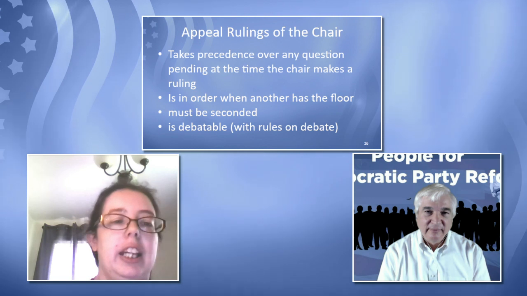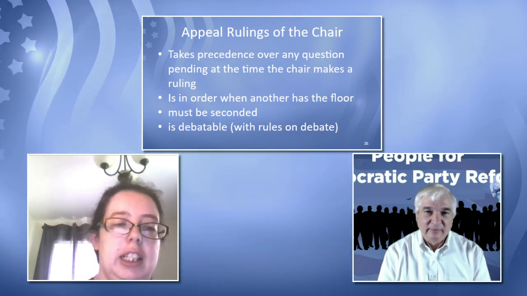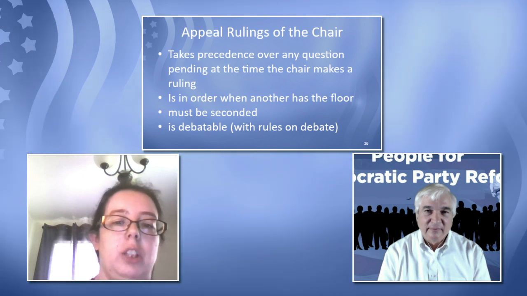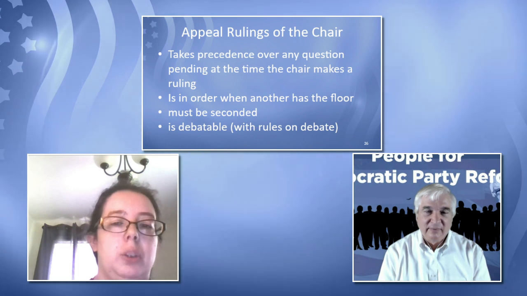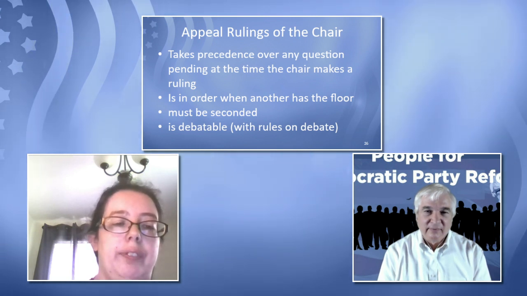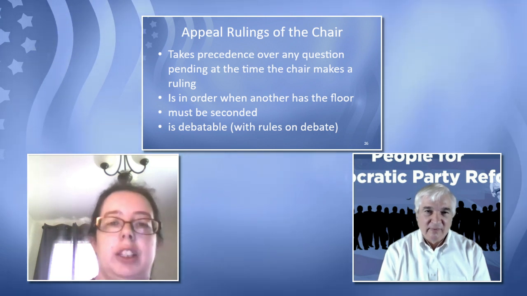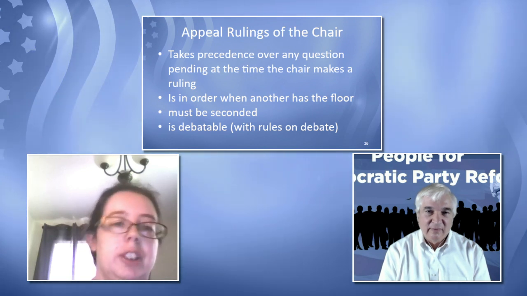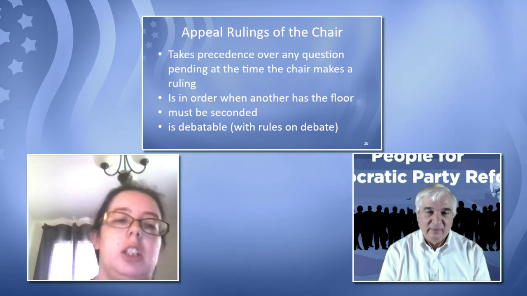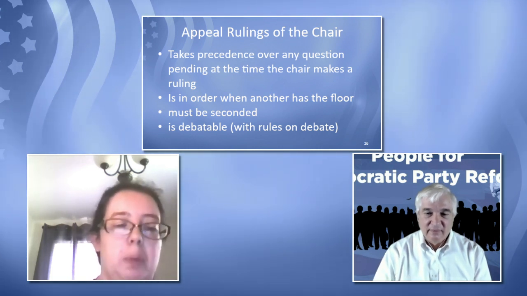It's not a smackdown on the chair. It's not anything other than, hey, I don't agree with what the chair has decided, and so you want to broaden that out to the rest of the assembly so that they can decide as a group. Because remember, the ultimate authority in any assembly are the members. So they have the right to override the decision of the chair. And I think people forget that.